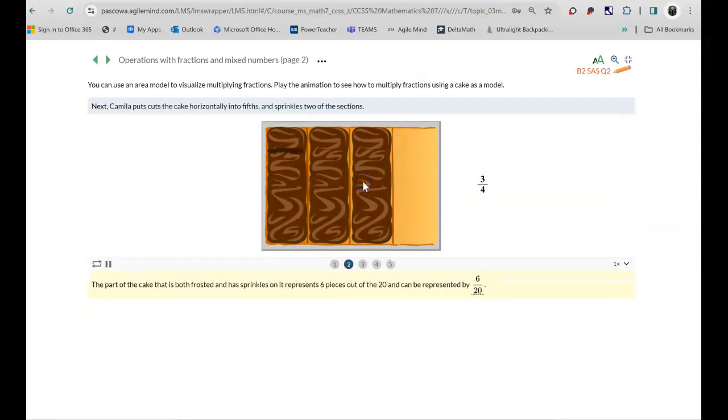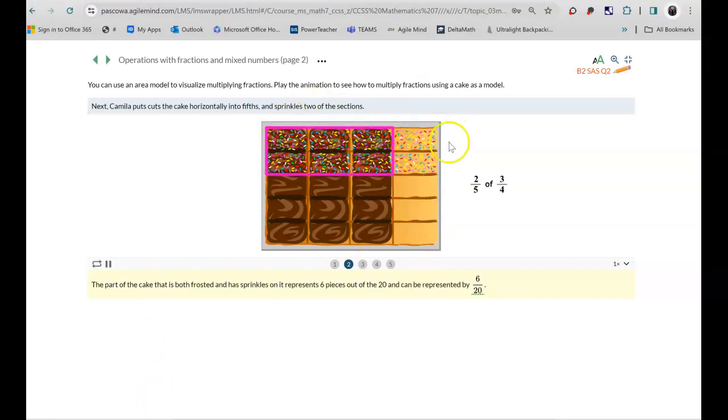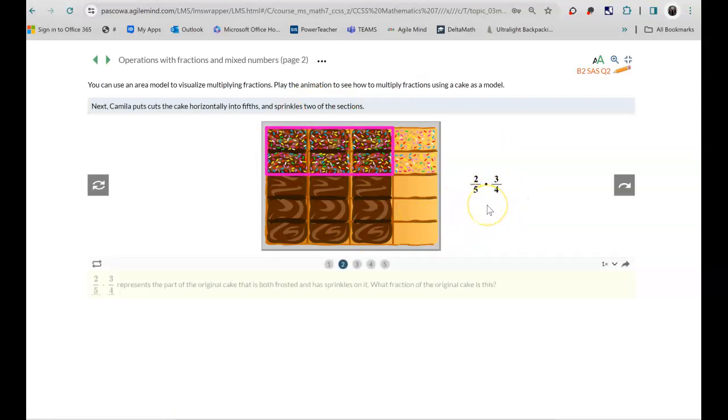Next, she is going to cut the other direction into 5 slices that way. And she is putting sprinkles on 2 of them. See, 5 rows, and 2 of those rows are sprinkled on. Then you can see here the intersection of the 2 areas of 3/4, which is frosted, and 2/5, which is sprinkled. How many sections are sprinkled all together out of the total? Well, let's find out.